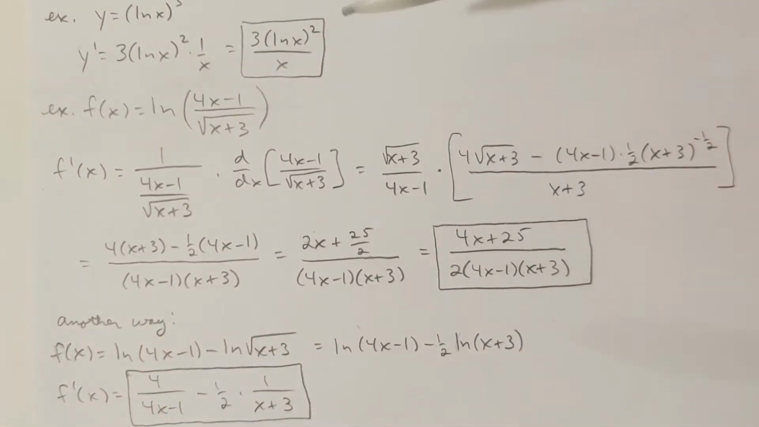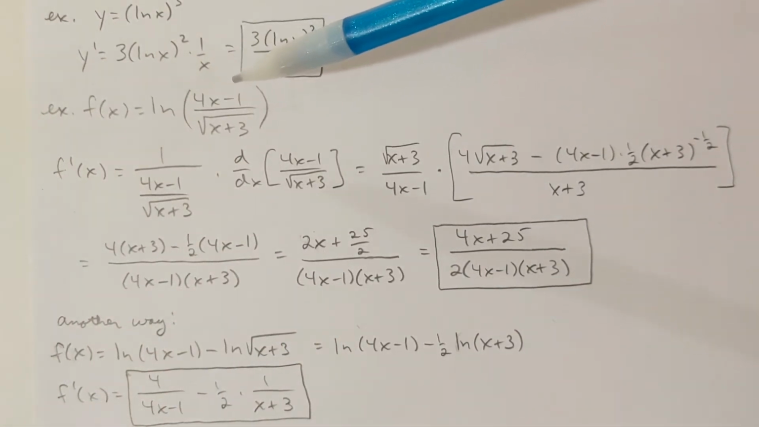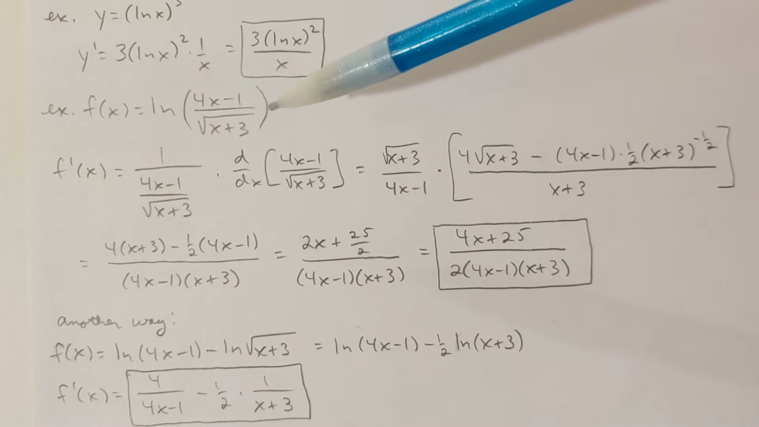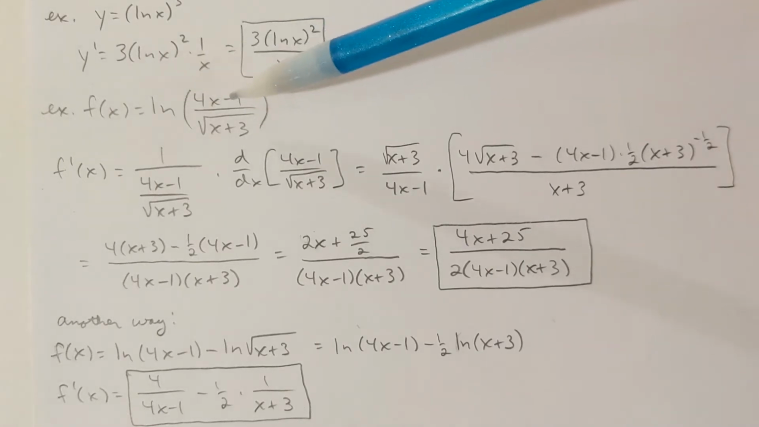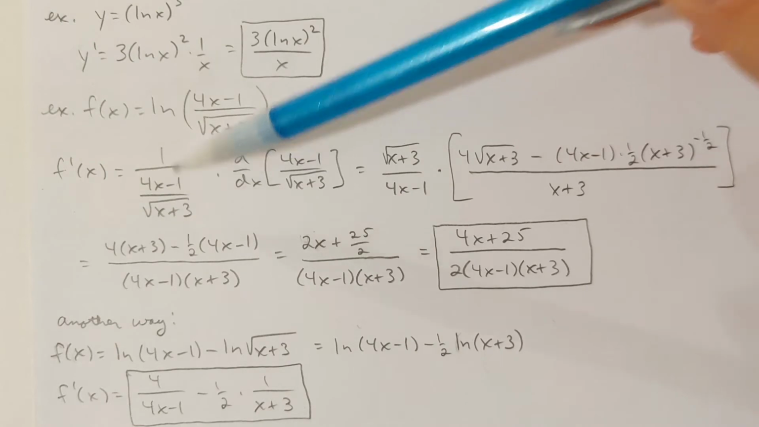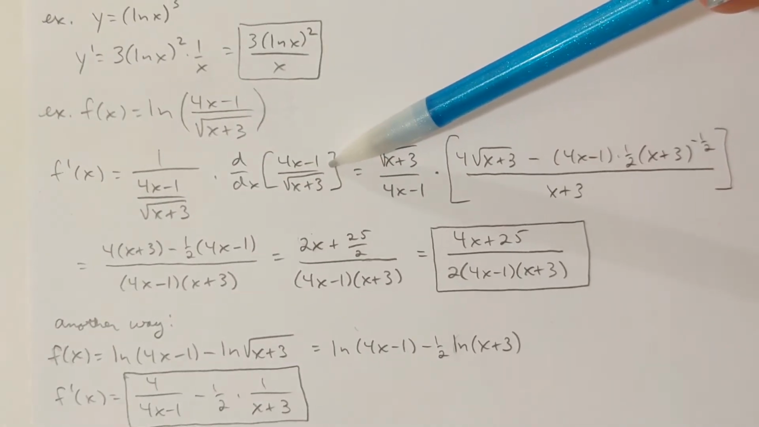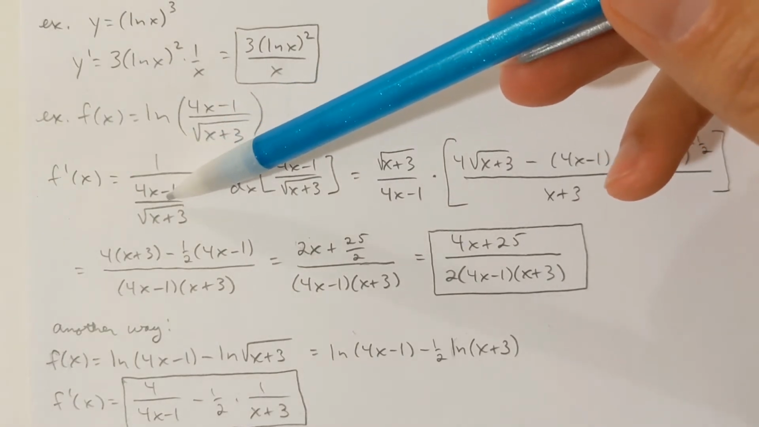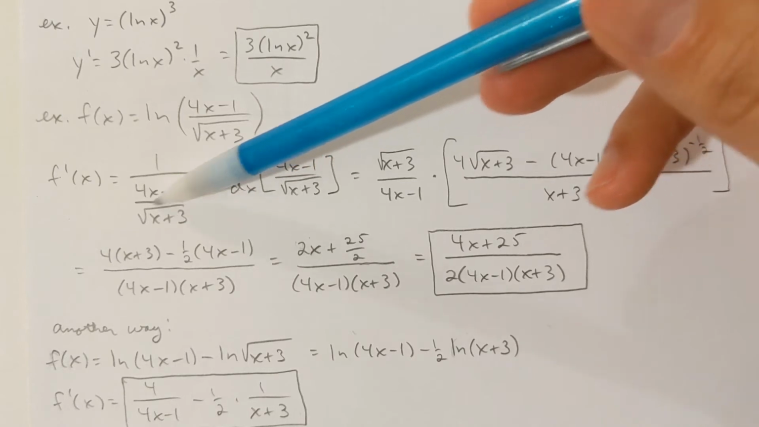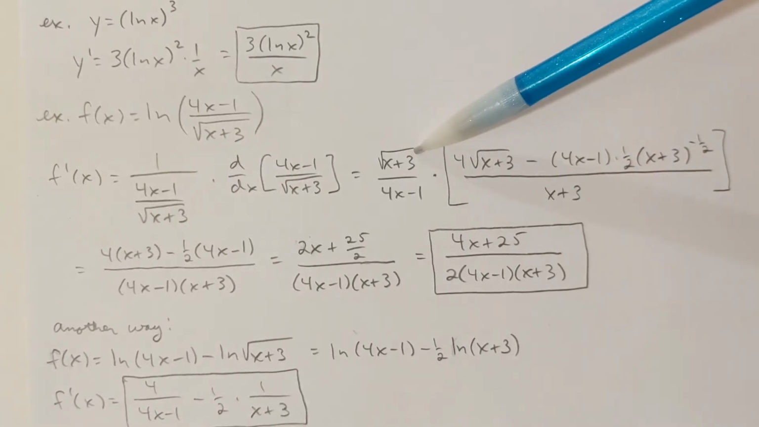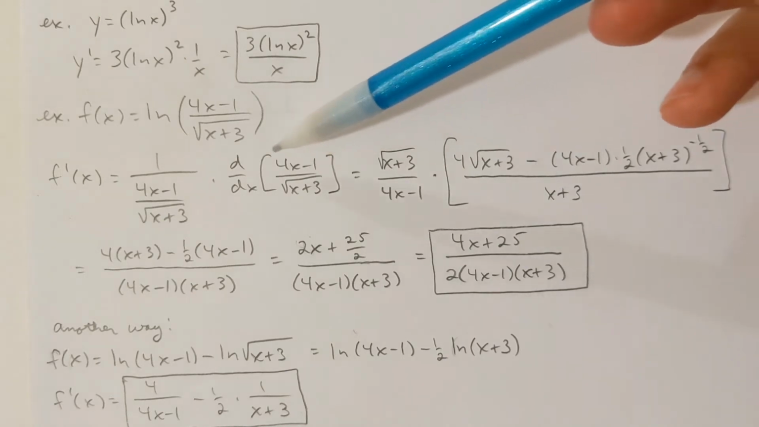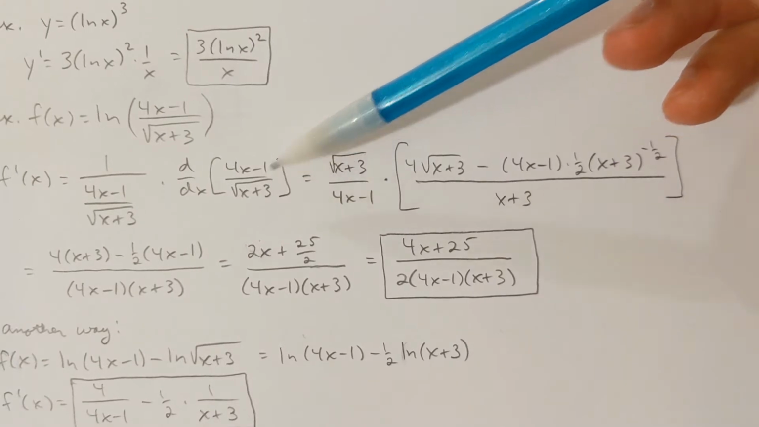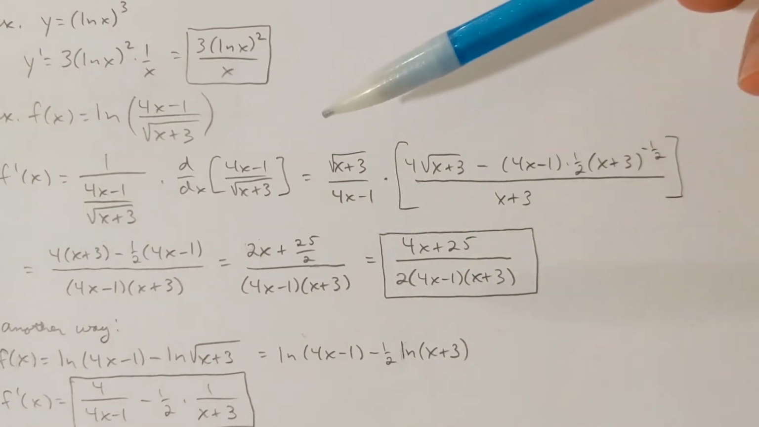Okay, here's another one. f of x equals ln of (4x minus 1) over the square root of x plus 3. So I've said that the derivative of the ln of an expression is 1 over that expression times the derivative of that expression. Okay, this would be a chain rule. And 1 over 4x minus 1 divided by the square root of x plus 3, I can flip the denominator there. So I have the square root of x plus 3 over 4x minus 1. Okay, and then I've got to differentiate this guy here by using the quotient rule. Inside the quotient rule, I'm going to use the chain rule. Okay, so let me do that.